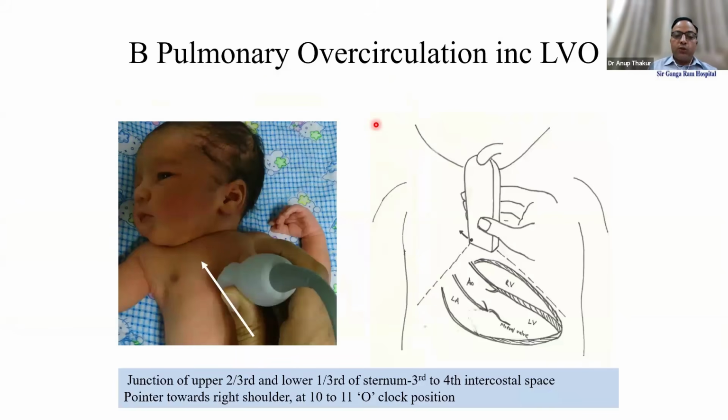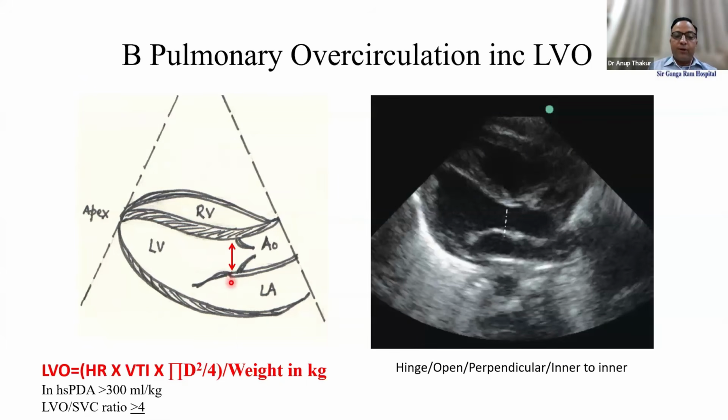And then the next job is to measure the diameter of the aorta. For that, again, you go to the same modified parasternal long axis view, which we already discussed, and you can measure the diameter of the aorta in the M mode or in the 2D mode. So once you have the VTI and you have the diameter, then you can put this in the formula. LV output is heart rate into VTI into pi d squared by 4 divided by the weight in kg. Normal LV output is somewhere between 150 to 300 ml per kg per minute. So if it is more than 300, 350 ml per kg per minute, that means the LV output is increased, and that is because of high output caused by the PDA.